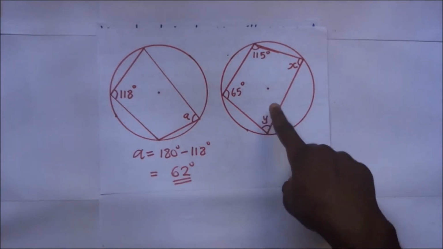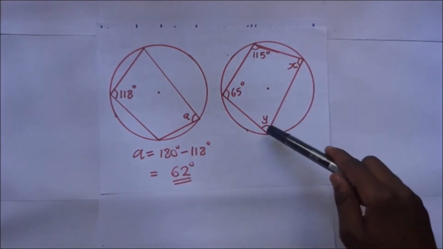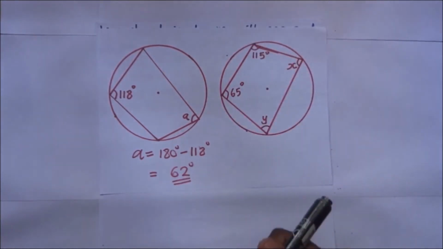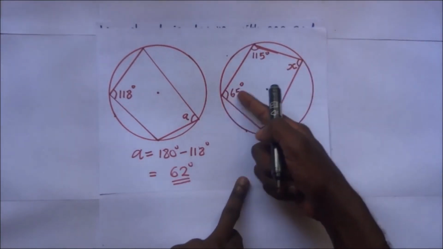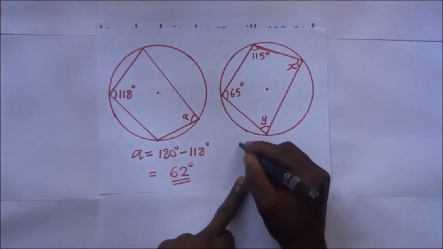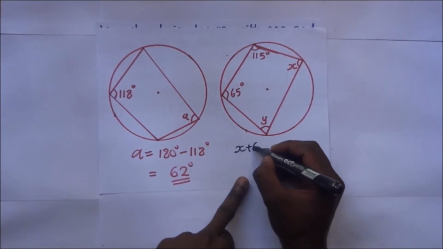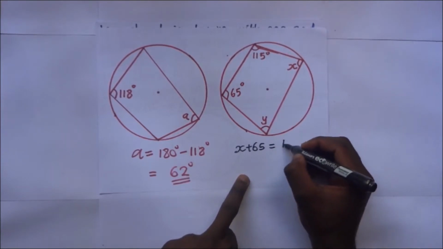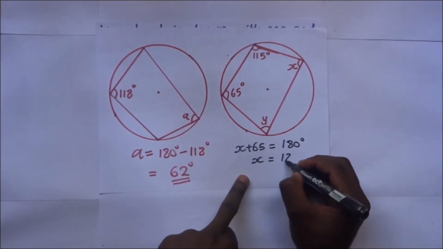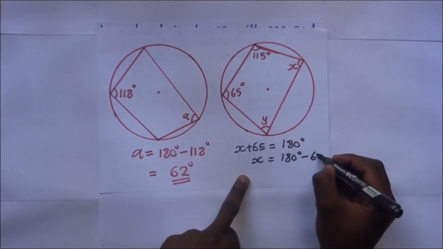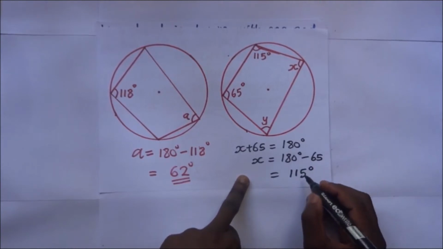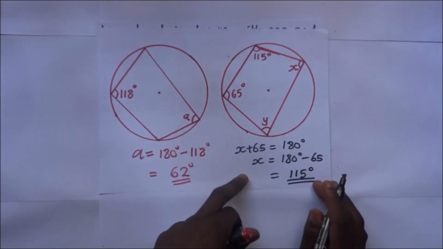Likewise here, we have a cyclic quadrilateral. Its vertices are all touching the circle's circumference. So to get the value of x, we know that the opposite angles of a cyclic quadrilateral add up to 180 degrees. So x plus 65 is equal to 180 degrees. So meaning our value of x is going to be 180 degrees minus 65. And our answer will be 115 degrees.